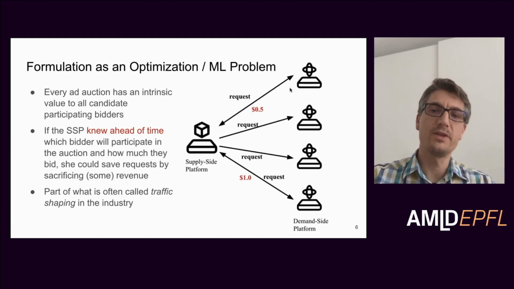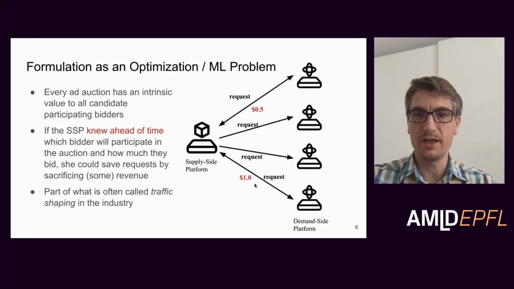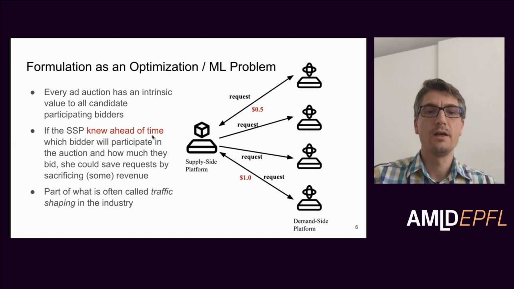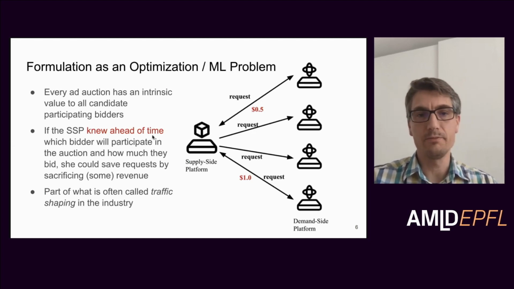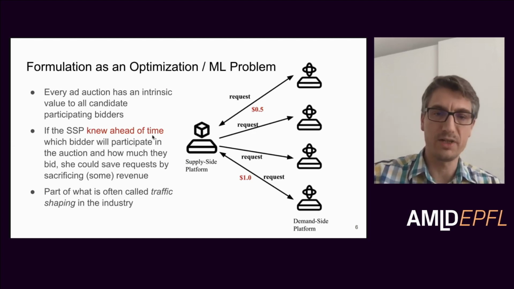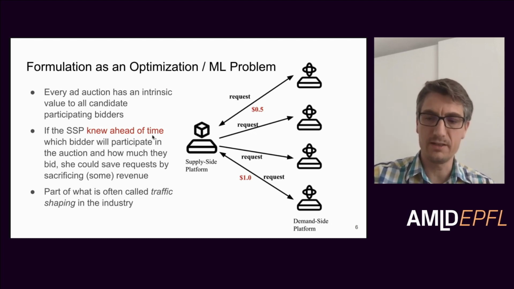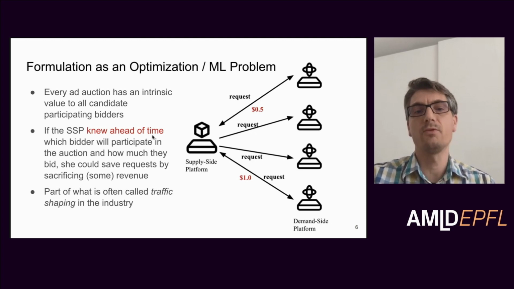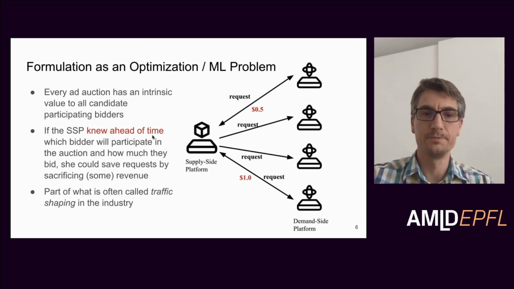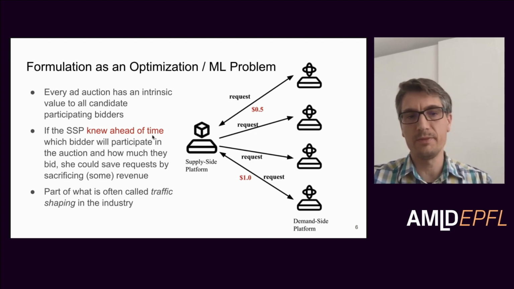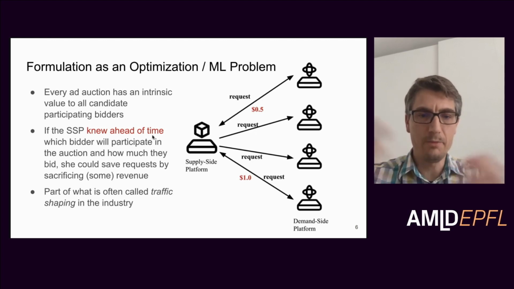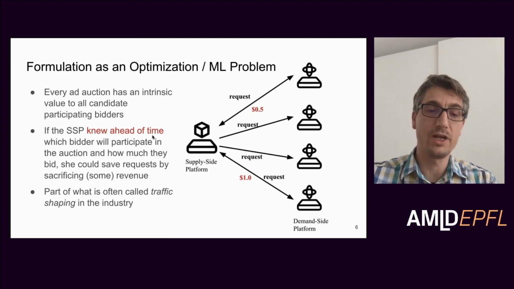Right, and so the top one and the bottom one, they reply, the other ones don't even reply, and they reply with 2 different bid prices. Now, if the SSP somehow magically knew ahead of time which bidder would participate in the auction and how much they would bid, then you could reduce this amount of requests while not sacrificing much of the revenue. And this specific problem is part of the theme of problems that are called traffic shaping in the industry.